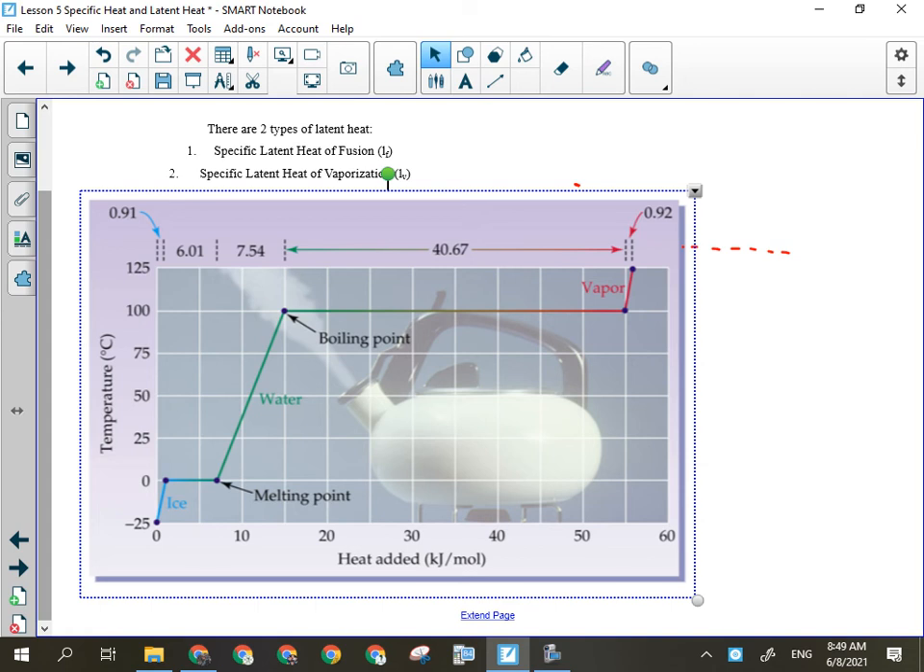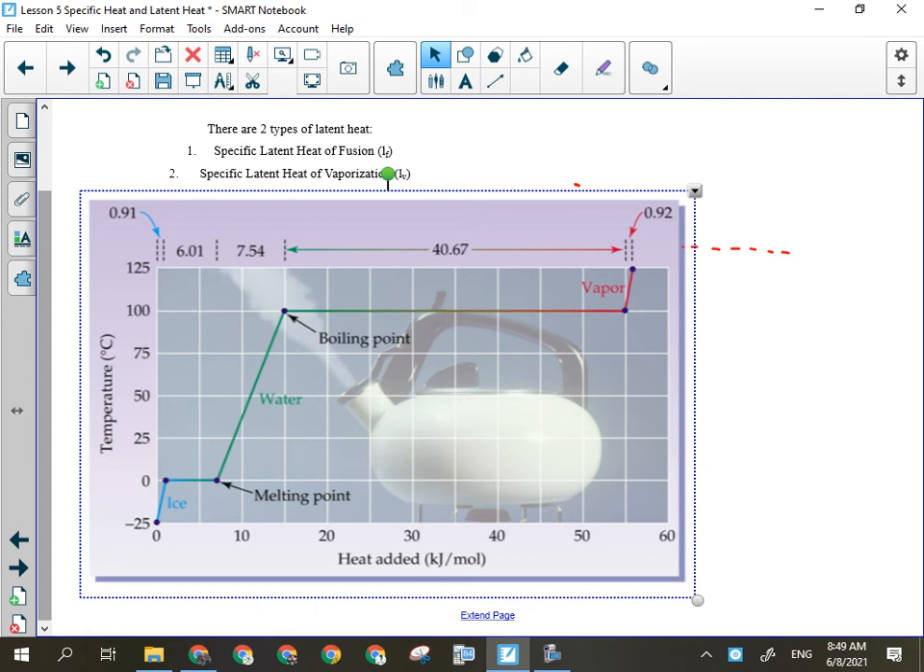When those particles go back to a closer position, they'll release that energy. They'll release that latent heat that we've been talking about. So that's what happens when we're releasing latent heat: we're changing the state and we're getting particles to move either further away or closer together.